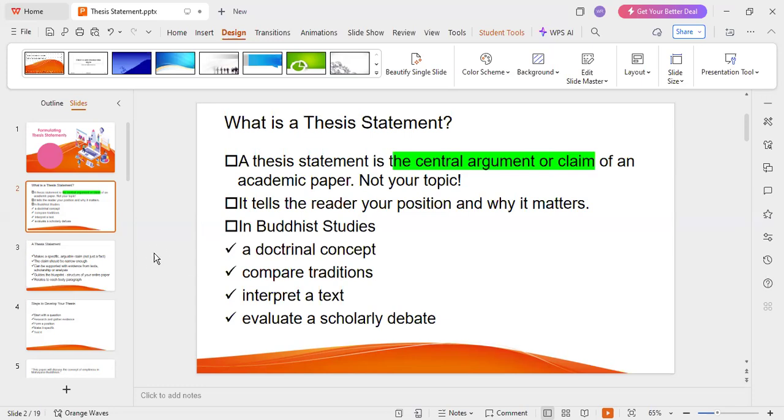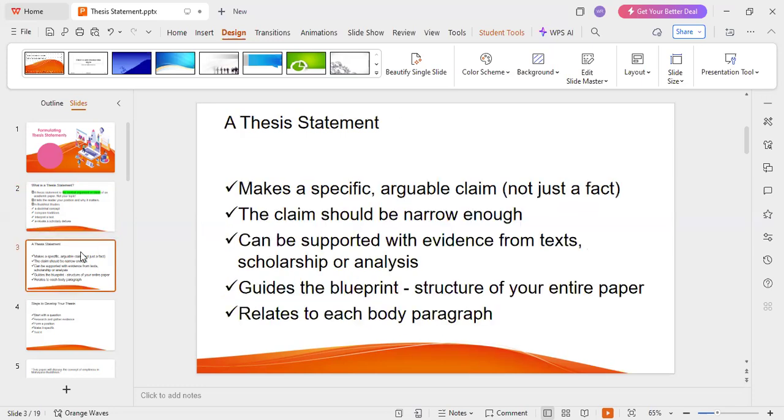So if we move to some of the characteristics of a thesis statement, you have to make a very specific claim which can be argued. And by argued, I'm referring to both for and against. Argued for or argued against. So that means it is not merely a fact. You are not just stating a fact. You are making a specific claim.